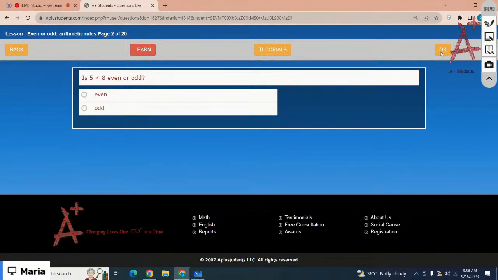Is 5 times 8 even or odd? You are multiplying an even and an odd number, right? If one of them is even, the answer is even, right?